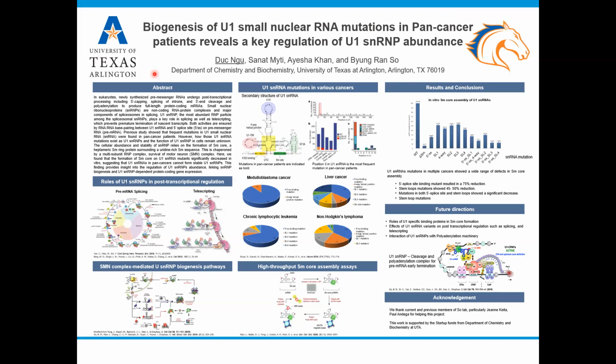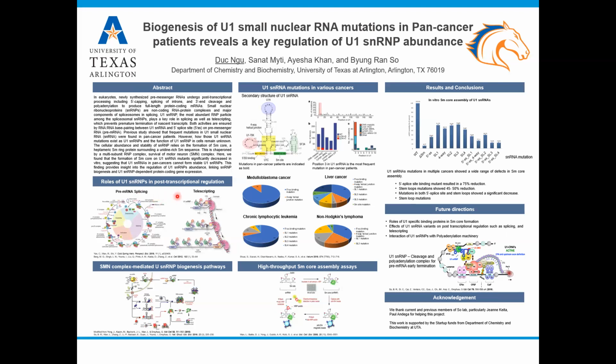So the spliceosome is an RNA-protein complex, which is composed of many small nuclear ribonucleoproteins like U1 snRNP, U2 snRNP, U4, U5, and U6. To initiate the splicing, they need to have the U1 snRNP bind to the 5' splice site of the pre-mRNA. So that is the role of U1 snRNP in the initiation of splicing.